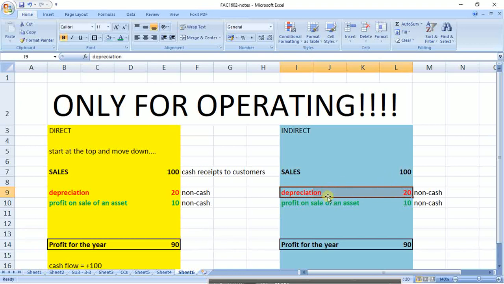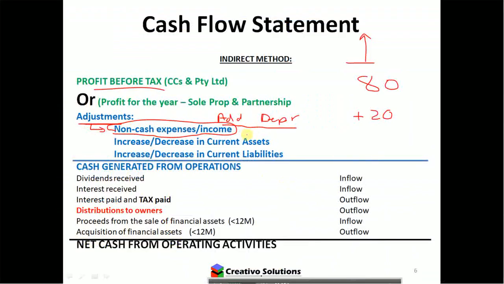Yes. How do I take out depreciation? Well, I was subtracting. So if I take out a negative, I'm going to add. Here I'm adding. So if I take out an addition, I'm going to subtract. Minus, yeah. Does that make sense? Because I'm offsetting that effect. So what am I going to do? Show the adjustment. Subtract, or less, the profit on sale of an asset, which is minus 10.